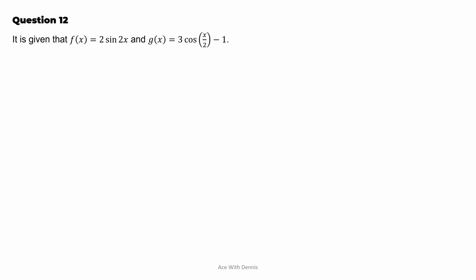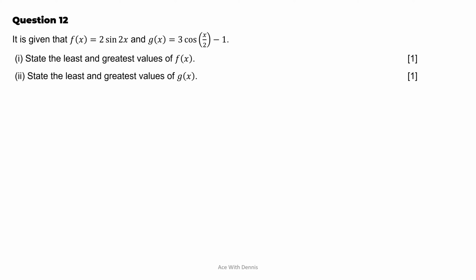Question 12. It is given that f(x) equals 2 sin 2x and g(x) equals 3 cos(x/2) minus 1. 1. State the least and greatest value of f(x). 1 mark. 2. State the least and greatest values of g(x). 1 mark. 3. State the period of f(x). 1 mark. And 4. State the period of g(x). 1 mark.